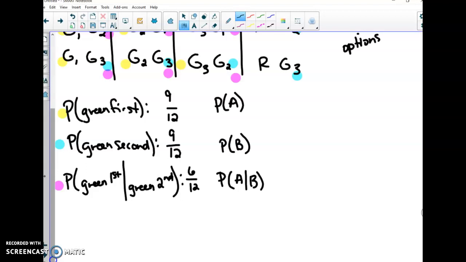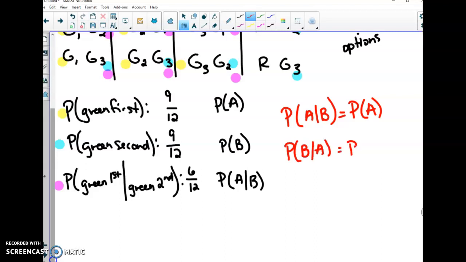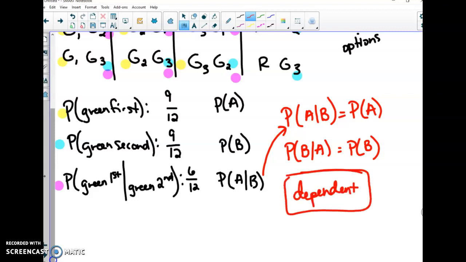Well, based on that conditional probability formula, we know that P(A|B) is supposed to equal P(A). And you could have it the reverse way too, if you're really looking at this. Well, P(A) is 9 over 12, P(B) is 9 over 12, but this event here is 6 over 12. So these do not equal each other. Therefore, this is dependent. They aren't the same probability like we showed earlier.